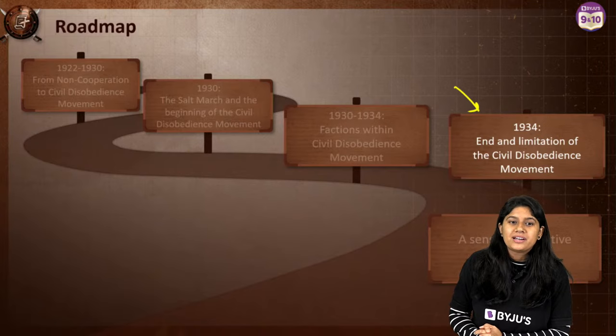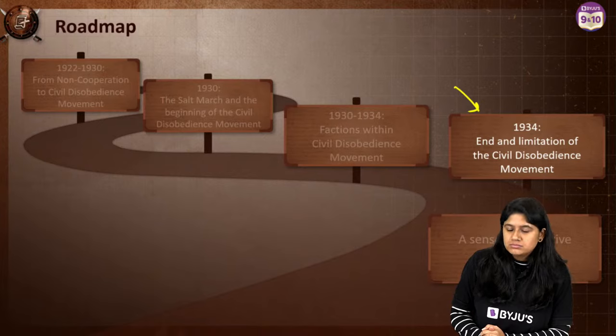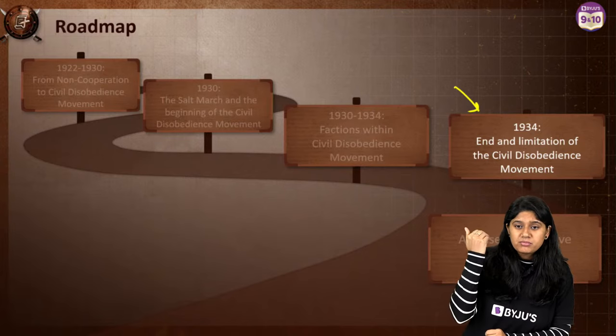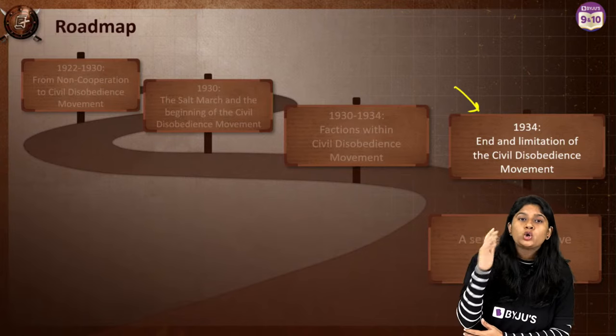Arre, class mein aapko agar nahi acha laga to chale jao. Phir kyun aayo? Aayo to koi na koi reason to hoga na. Boycott means bahishkar kar dena, not saying no to it.